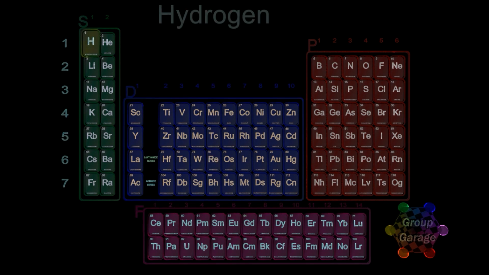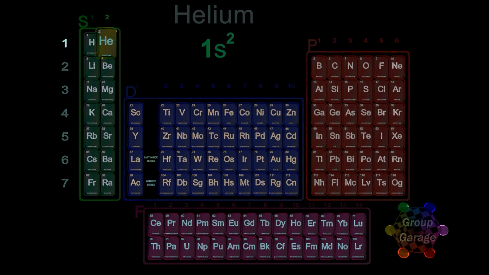So let's start with the first element, hydrogen. We find that element in the first period and in the s block with 1 electron. So we can write 1 for the first period, followed by s1 for the first electron in the sharp block. For helium, the next in the table, we would write the same 1 for the first period, but this would be followed by s2 for the second electron in the sharp block.